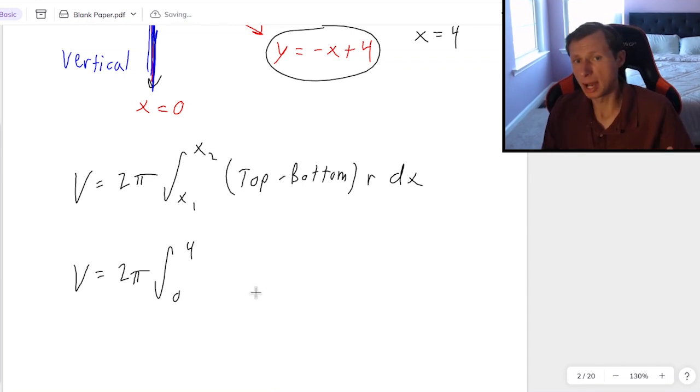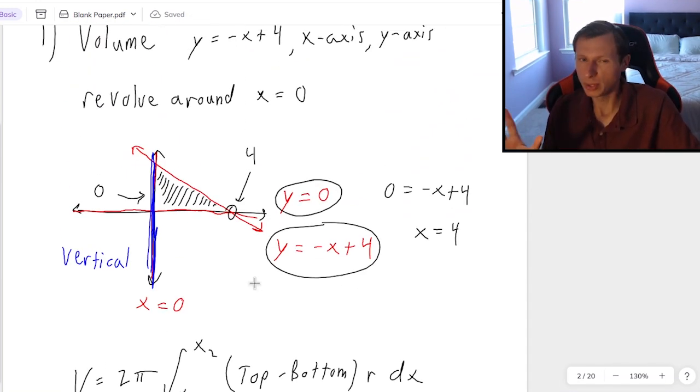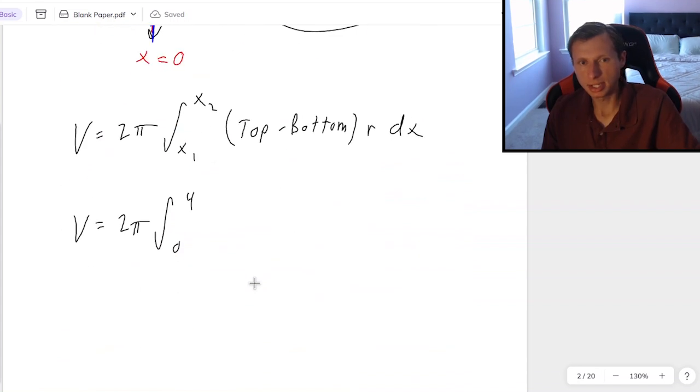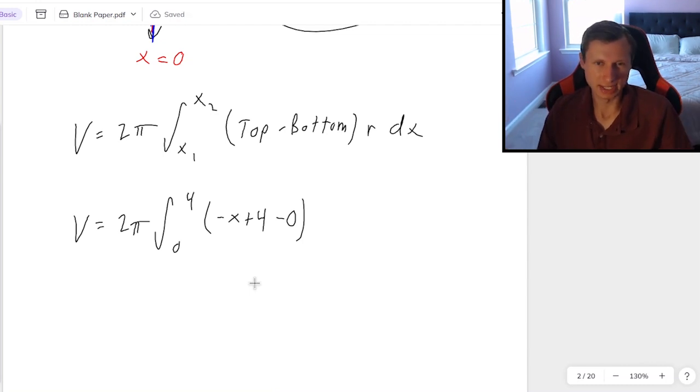Next, I need the top and the bottom function. For that, I'm hoping you know how to do this already. Maybe you don't. That's okay. So basically, this is the top function, this black line right here. It's where the area is touching the top. And that's just the function negative x plus 4. And then the bottom function, which is where the area touches the bottom, is just y equals 0. So when I say top minus bottom, it's going to be negative x plus 4 minus 0, and that's it. Technically, you don't even have to write the minus 0.